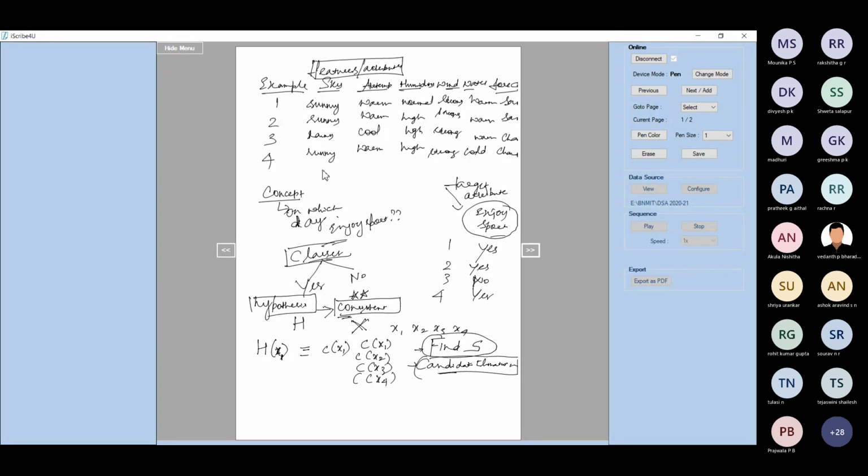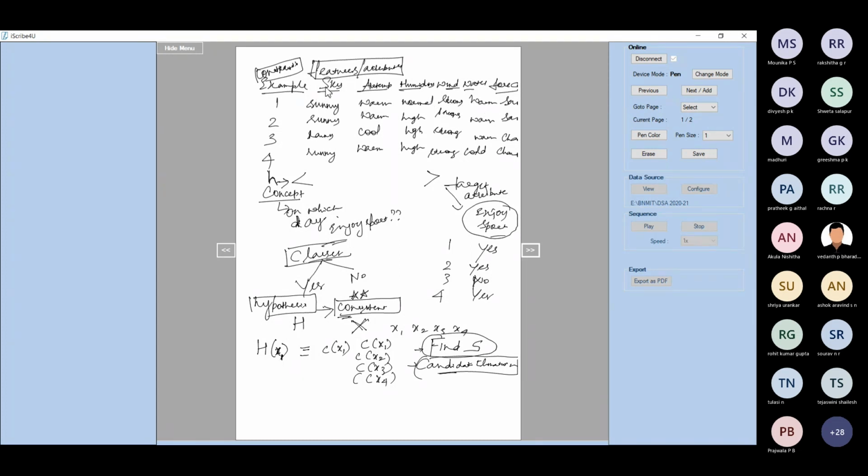Now, what is this hypothesis all about? A hypothesis, a value H, is a set of constraints on these attributes. Whatever restrictions or constraints we place on these attributes are the hypothesis. So what does this actually mean? For sky, what is the restriction I have? For air temperature, what restriction do I have? For humidity, what restriction do I have, and so on and so forth.